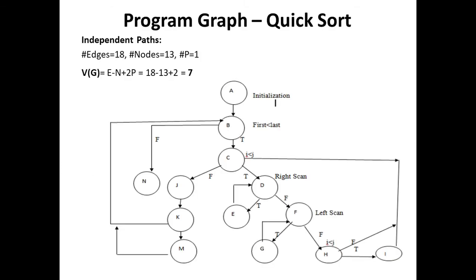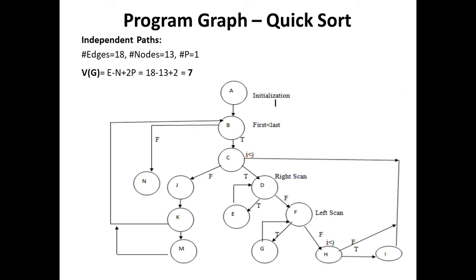Now let's go to the program part. So here as usual, to draw the program graph we need to give the line numbers for each statement in the program. After you give the line numbers, here I have just replaced the line numbers with alphabets. So this graph, if there are line numbers, is called the program graph.